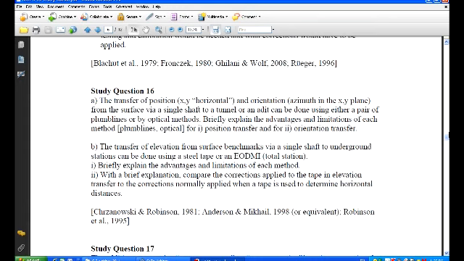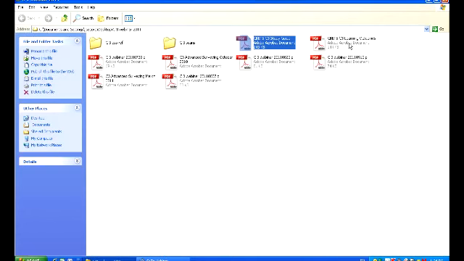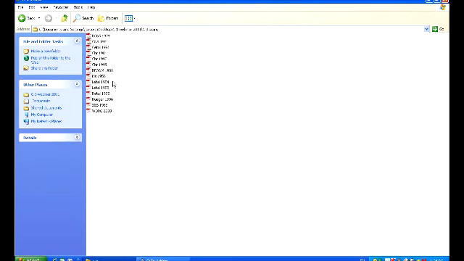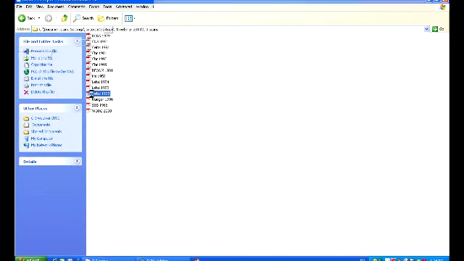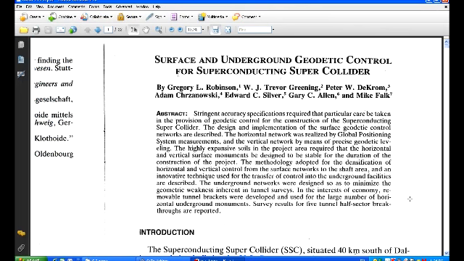The best illustration of that would be in this Robinson et al. paper from 1995, which, as I mentioned, is dealing with the superconducting supercollider. There's several very good diagrams. In fact, I could probably put that up here. It might be easier to follow if I have a figure being projected here.